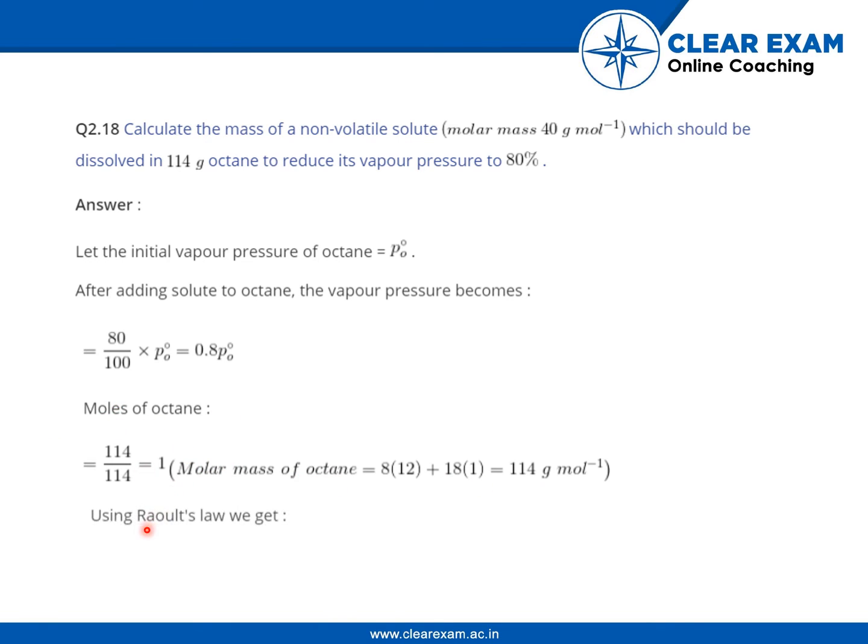Using Raoult's law, we get (P0 minus P) divided by P0 is equal to X2, where X2 is the mole fraction. So (P0 minus 0.8 P0) divided by P0 is equal to (W by 40), since the molar mass is 40, divided by (W by 40 plus 1), since the moles of octane is 1. So after solving this equation, we get the value of W as 10 gram. Hence the required mass of non-volatile solute is 10 gram.